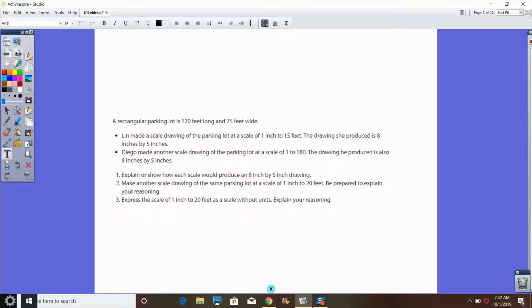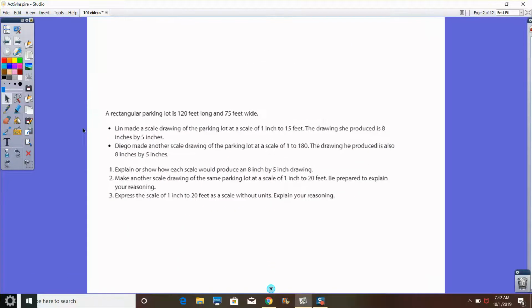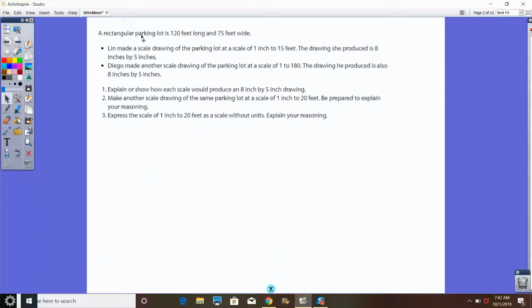So let's take a look at another example here within this lesson. And now we're talking sort of some text. We'll draw a picture to go along with this as well. A rectangular parking lot is 120 feet long and 75 feet wide. So one student, Lynn, made a scale drawing of the parking lot that is a scale of 1 inch to 15 feet. The drawing she produced is 8 inches by 5 inches, okay?